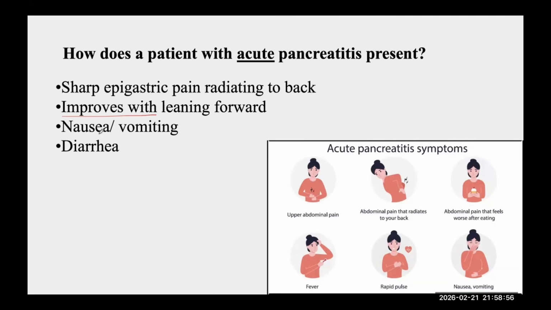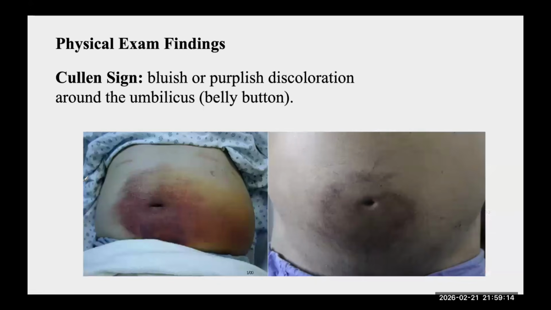There is nausea, vomiting, as well as diarrhea because the pancreas is needed and the enzymes of the pancreas are needed to digest the food properly, to be able to absorb it. So whenever you have this function impaired, even if temporarily due to acute pancreatitis, the patient can end up with diarrhea.